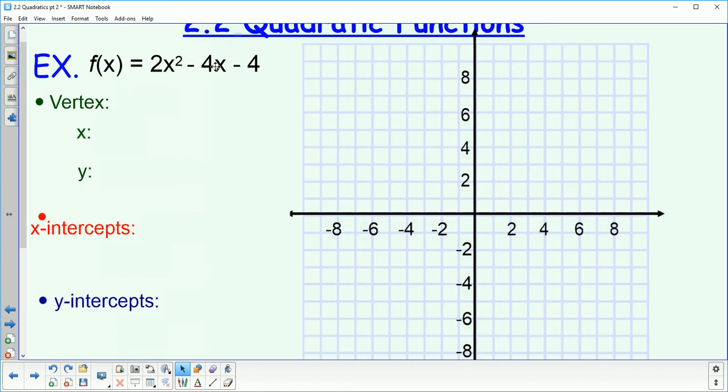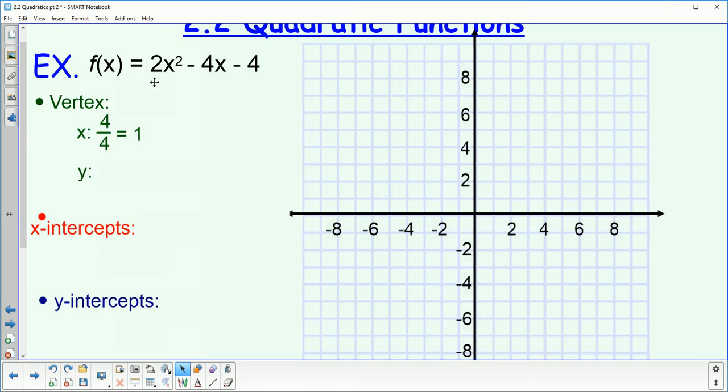So if we're going to do, given this equation, 2x squared minus 4x minus 4, we already know from the last time, since a is positive, that we are going to open up. So we're going to start by finding my vertex, which means the negative of negative 4 over 2 times 2, which is 4 over 4, or 1. So the x value is going to be 1.